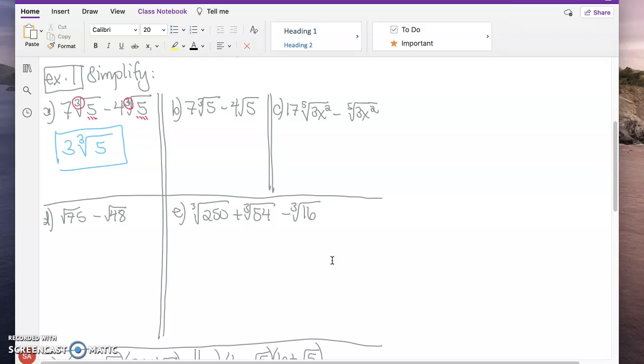Okay, now here, these are not the same. One of them is a cube root and one of them is a square root. We can't do anything with those. They're not the same, so we can't simplify. So that's an example of unlike radicals.